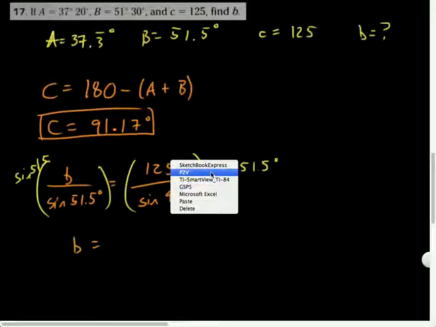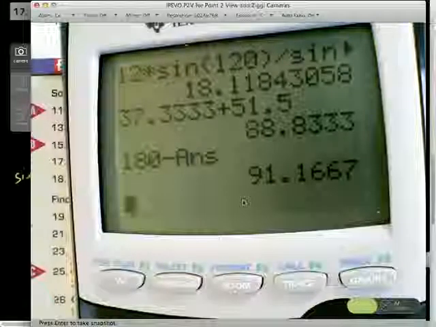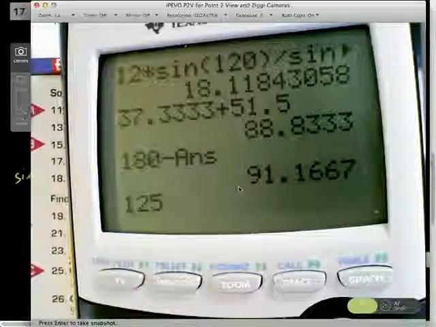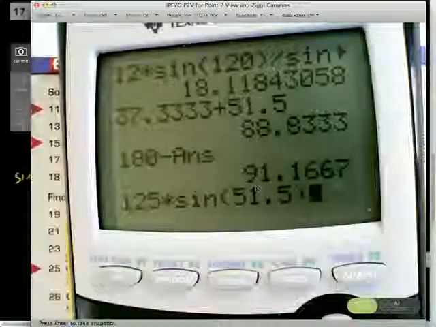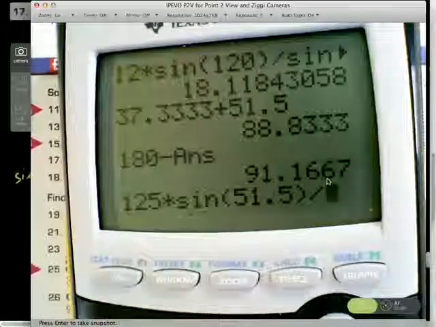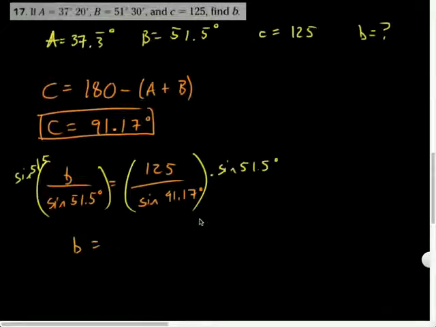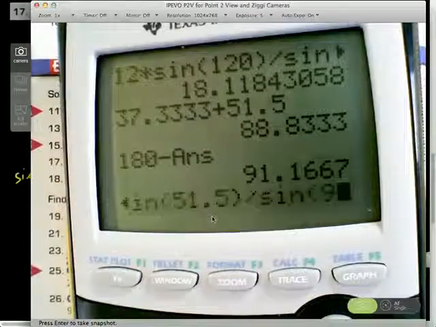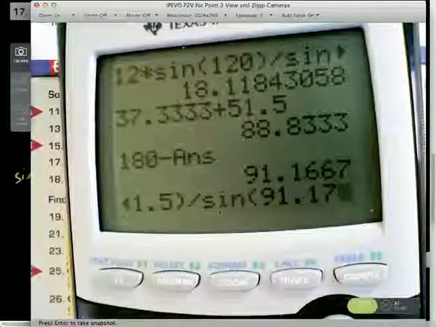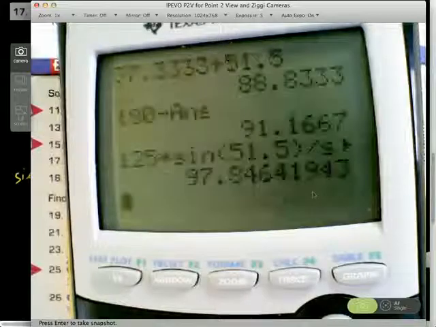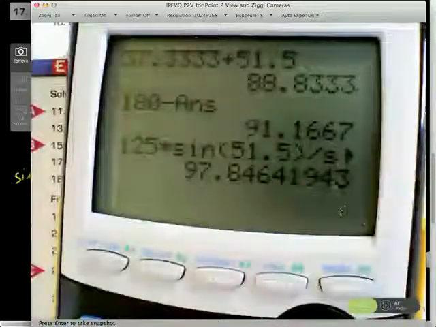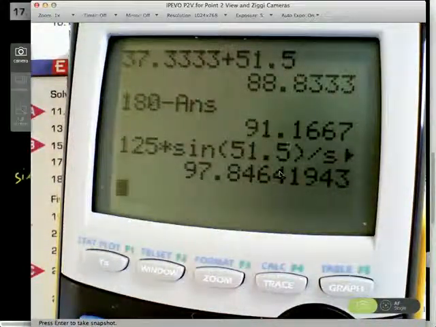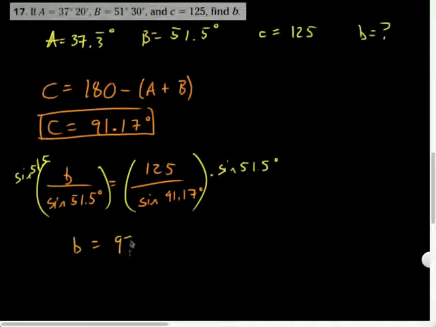So let's see. Let's plug this in the calculator. I'm going to plug in 125 times the sine of, what was it, 51.5, close parentheses, divide by the sine of, what was angle C? 91.17. Sounds like a radio station. Close parentheses and enter, and I got 97.84, and that is what I'm looking for. 97.85 if I round up. So I found what I was looking for.